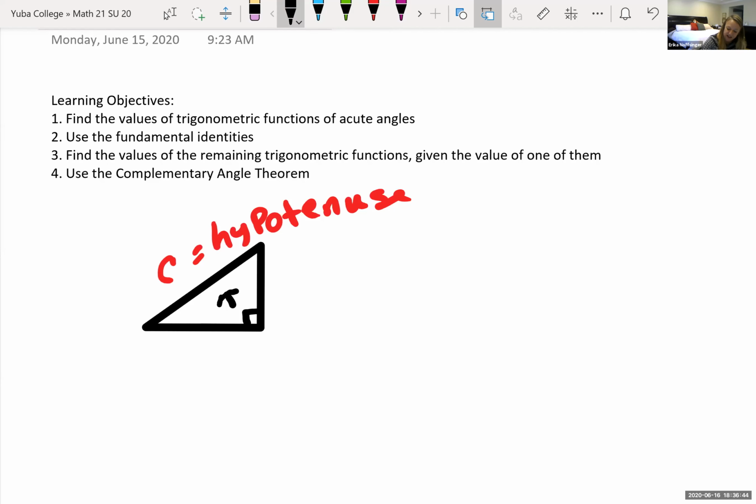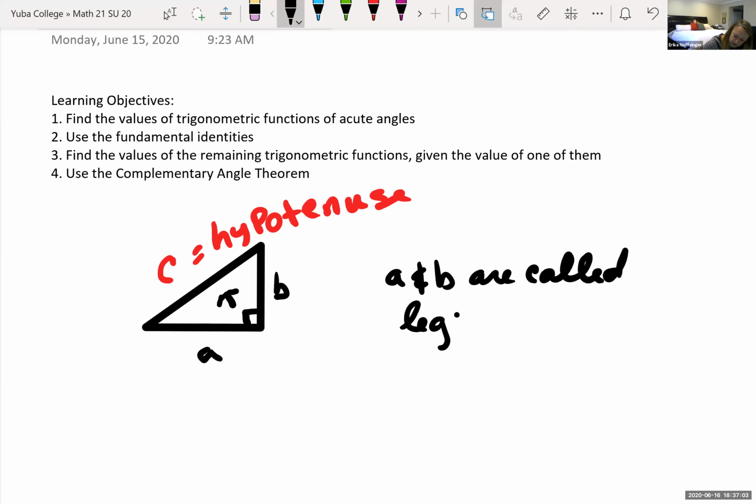Okay, and then legs. Legs are the sides of the triangle that are not the hypotenuse. So maybe an A here and a B here. So A and B are called legs of the right triangle.